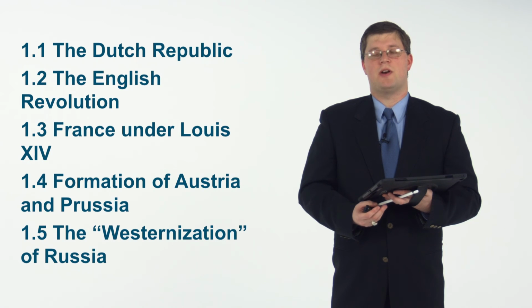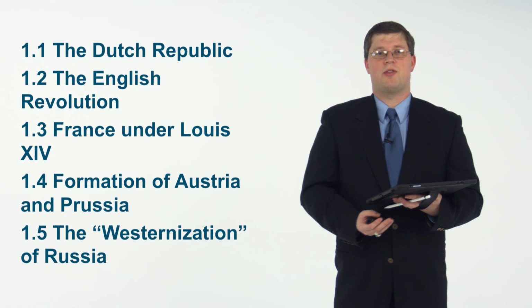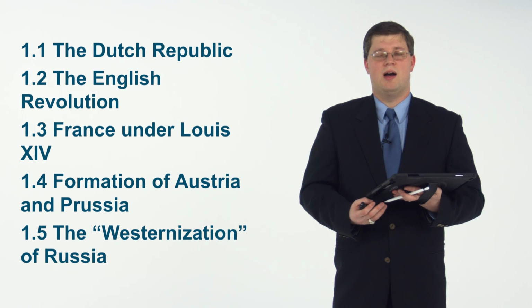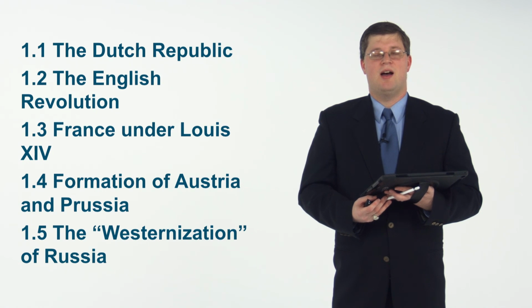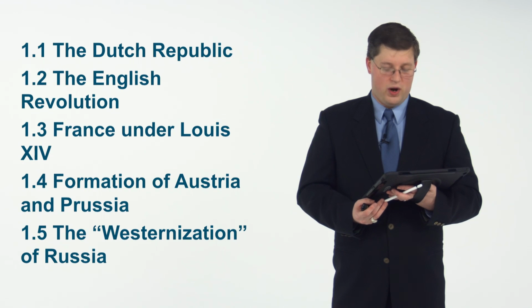But in all of this, what you should see is a common process. The kings, the central authorities of these states, attempting to bring more and more centralized power under their authority, and ensure a more efficient government. And so that is where we will begin.